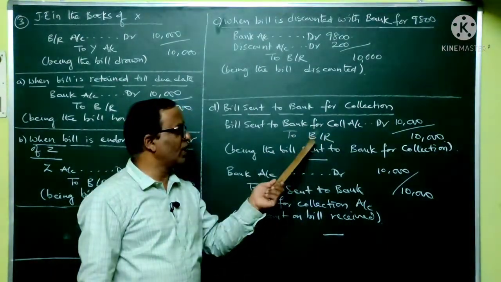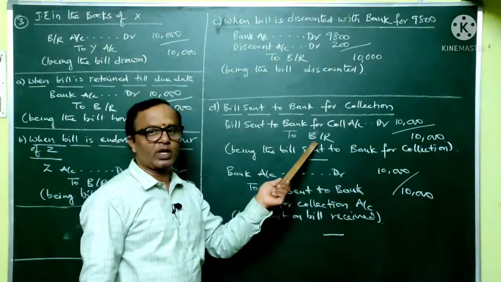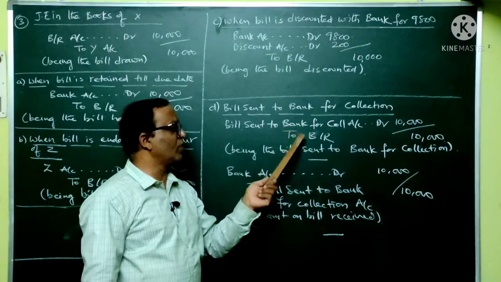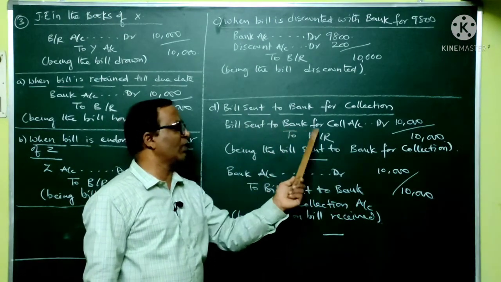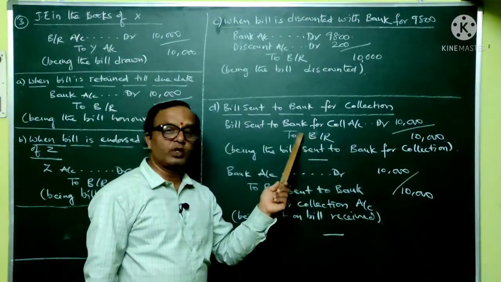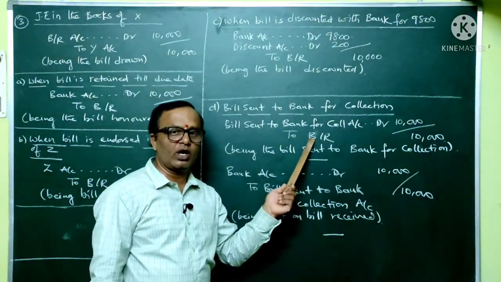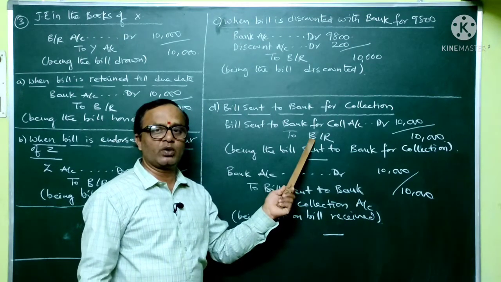Now, because this Bills Receivable which you have credited here is going to the bank when you have sent it for collection, at this time a new account will be opened in your books, Bill Sent to Bank for Collection Account Dr. to Bills Receivable. Now on the due date, when this bill is honored, honored means the banker has collected the money on this bill from the drawee and it will be deposited in your account.